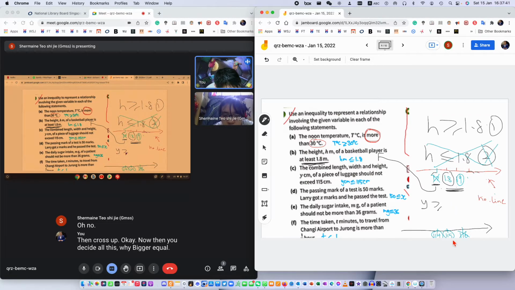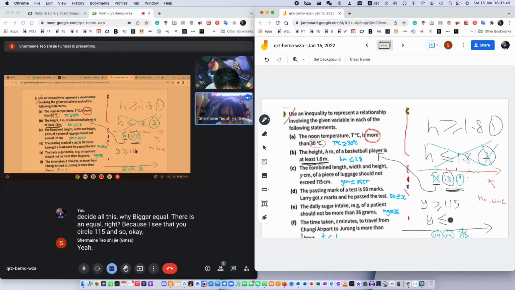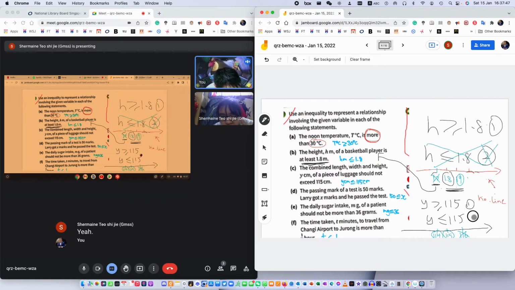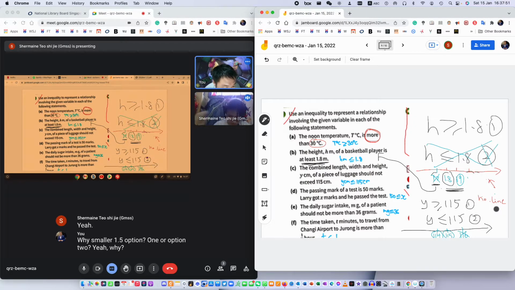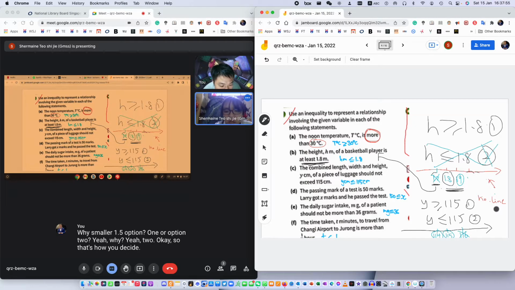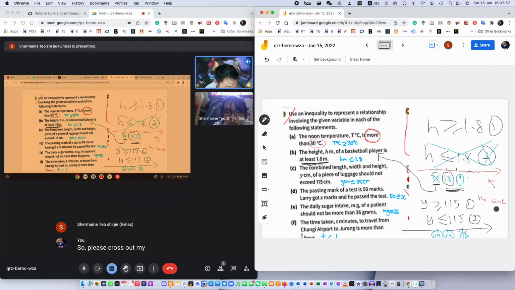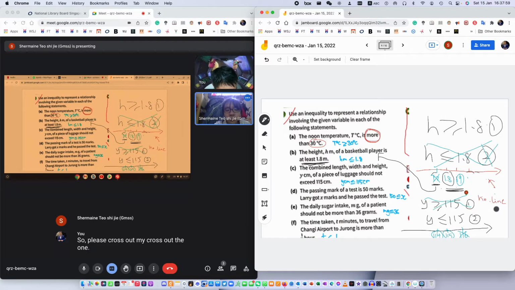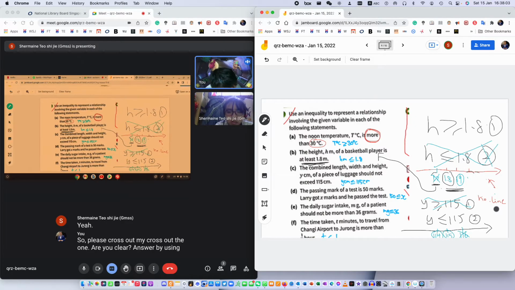Now you decide your Y: bigger or equal? There is an equal, right? Because I see that you circled 115. Or Y smaller than or equal to 115. Option 1 or option 2? 2. Yeah, 2. Okay, so that's how you decide. So please cross out the 1. Are you clear how you get the answer by using this number line?